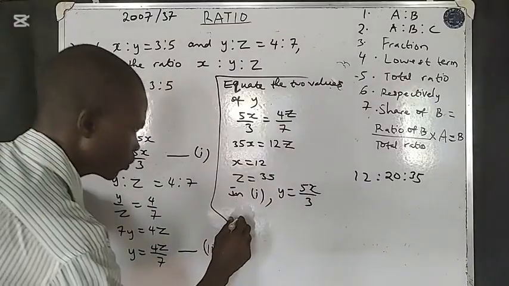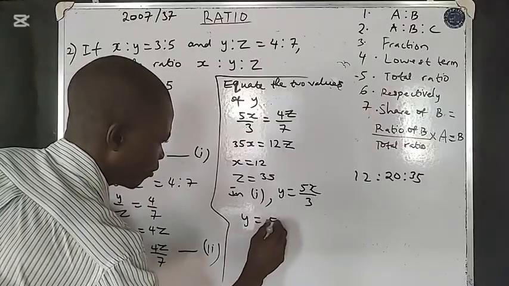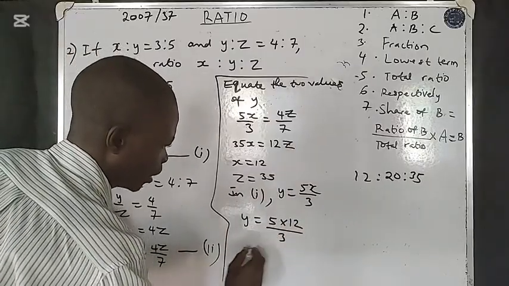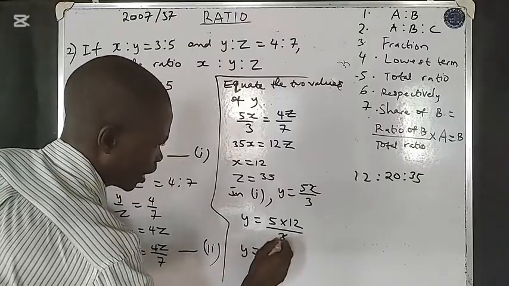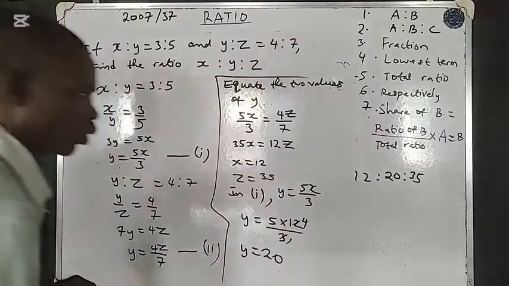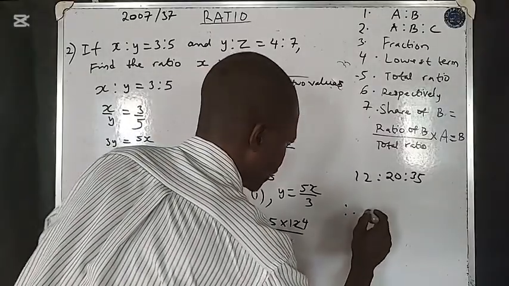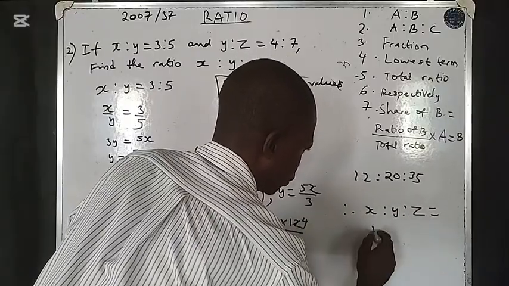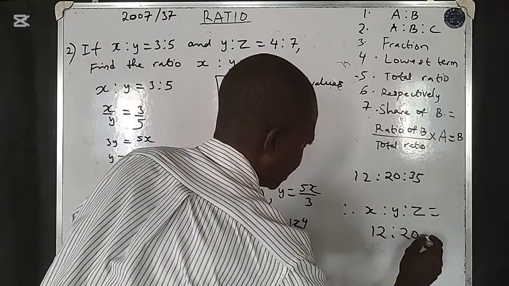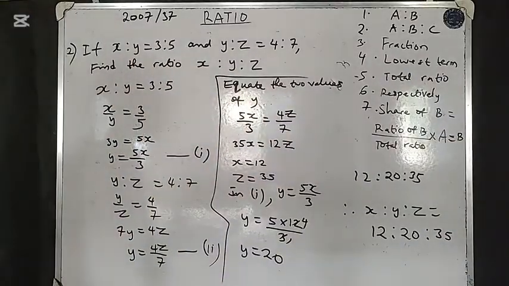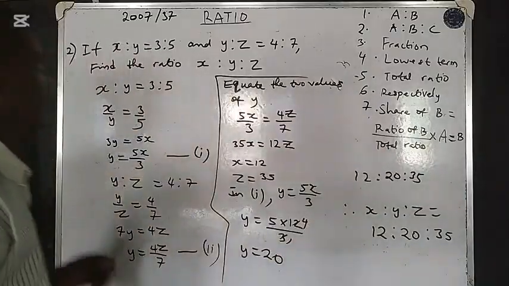So y equals 5 times 12, x is 12, right? Over 3. So y equals 3 into 12 is 4, 4 times 5, 20. y is 20. So we write, therefore, x ratio y ratio z is equal to ratio 12, 20, and 35. That is the answer for that. Right? Can we move forward? Let's move forward to the next one.